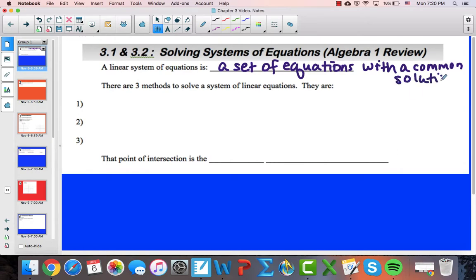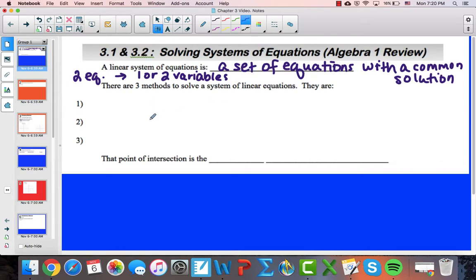A linear system of equations is going to be two equations, okay? It's going to have two equations with one or two variables. And so you are going to have to recognize when you have a system. So if I see two equations that have two variables in them, I know it's a system of equations.